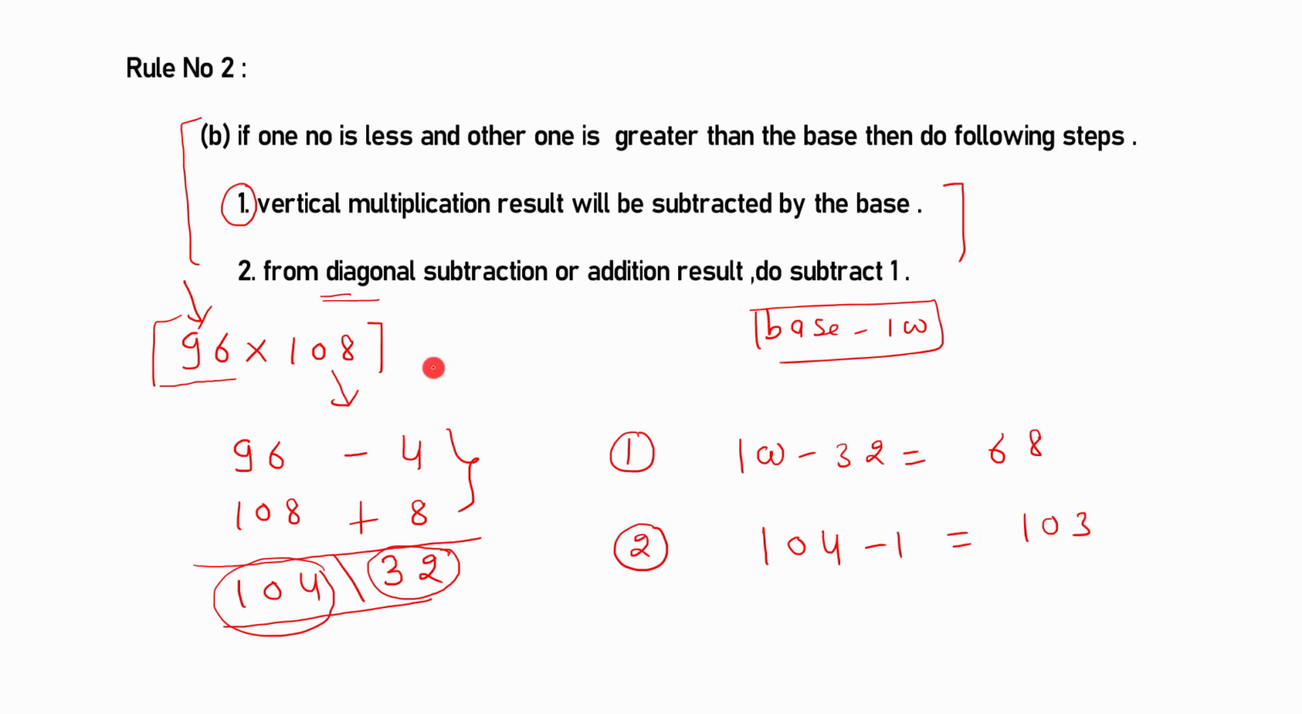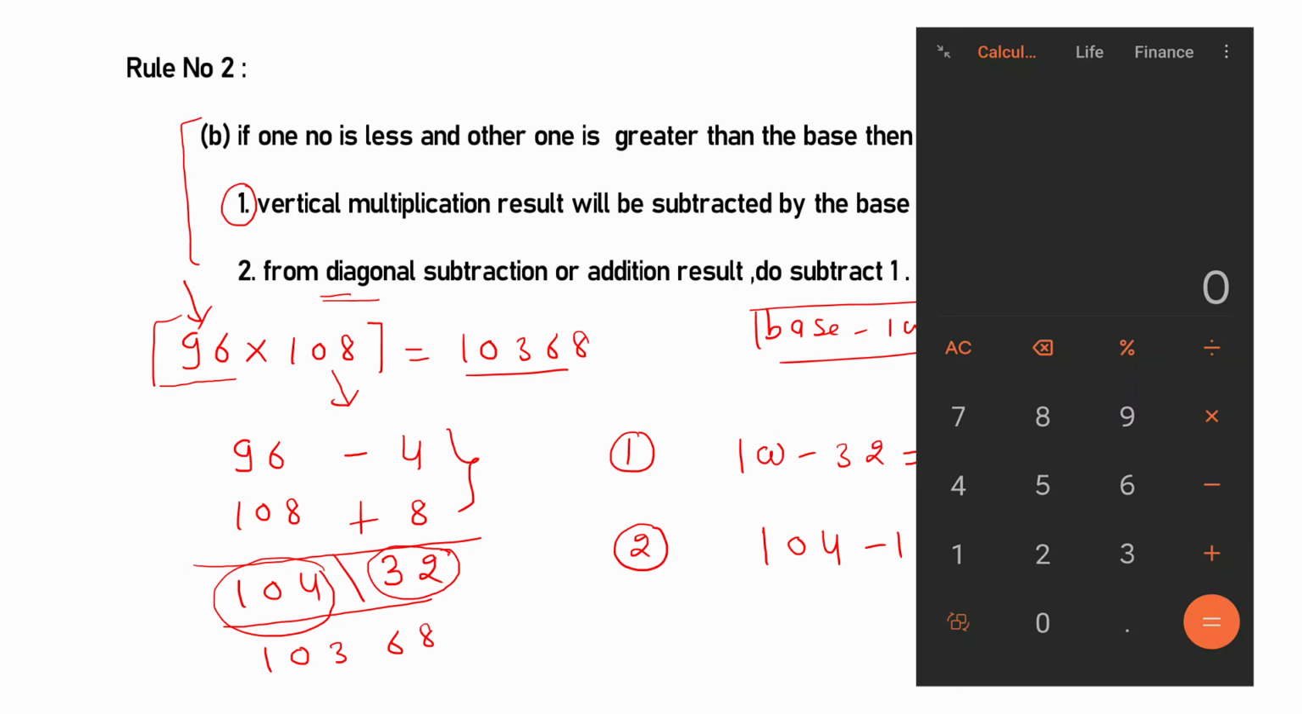So our result is 103 and 68. That is, if we multiply 96 into 108, the result will be 10,368. Let's verify it with the help of a calculator. 96 into 108 is 10,368. Our answer is correct.